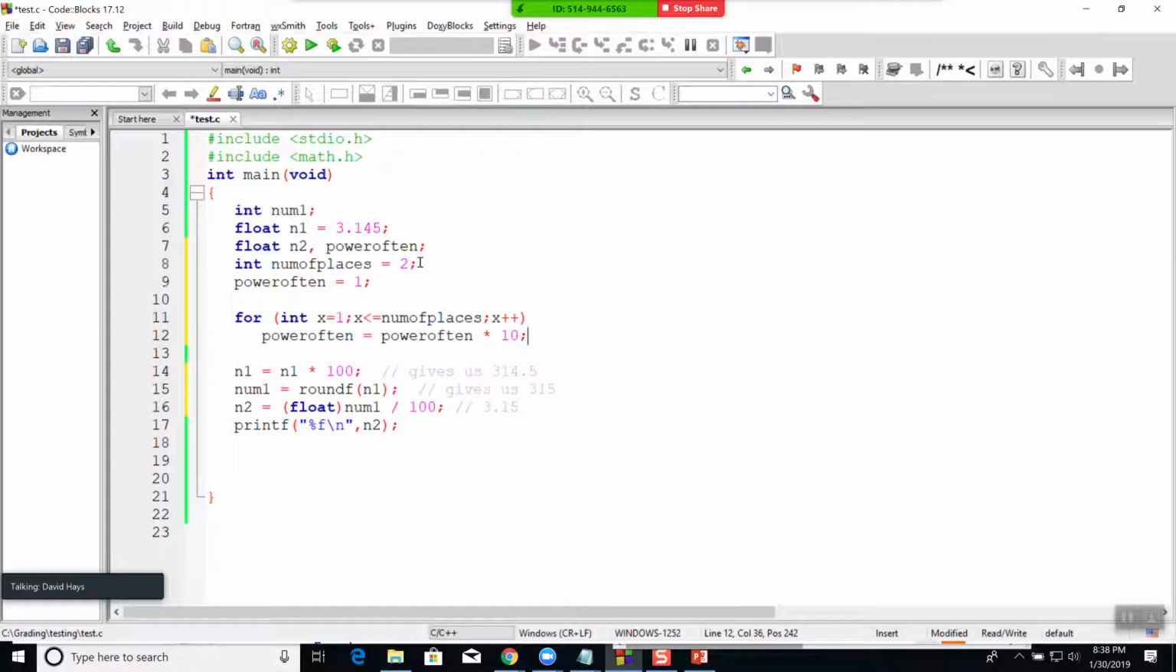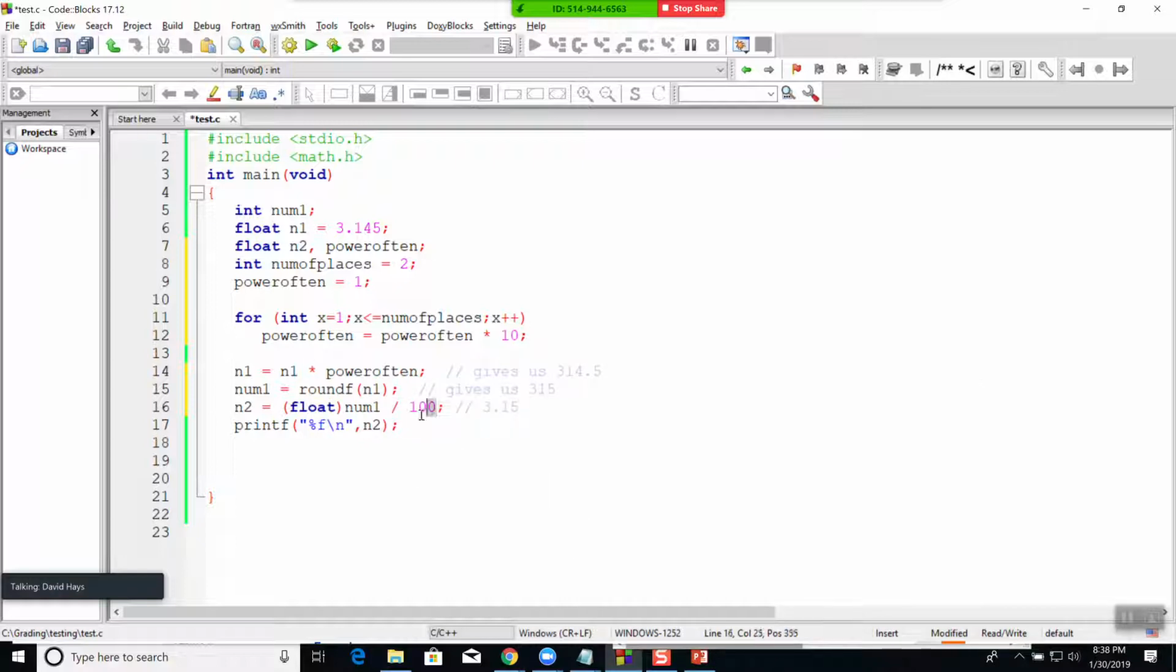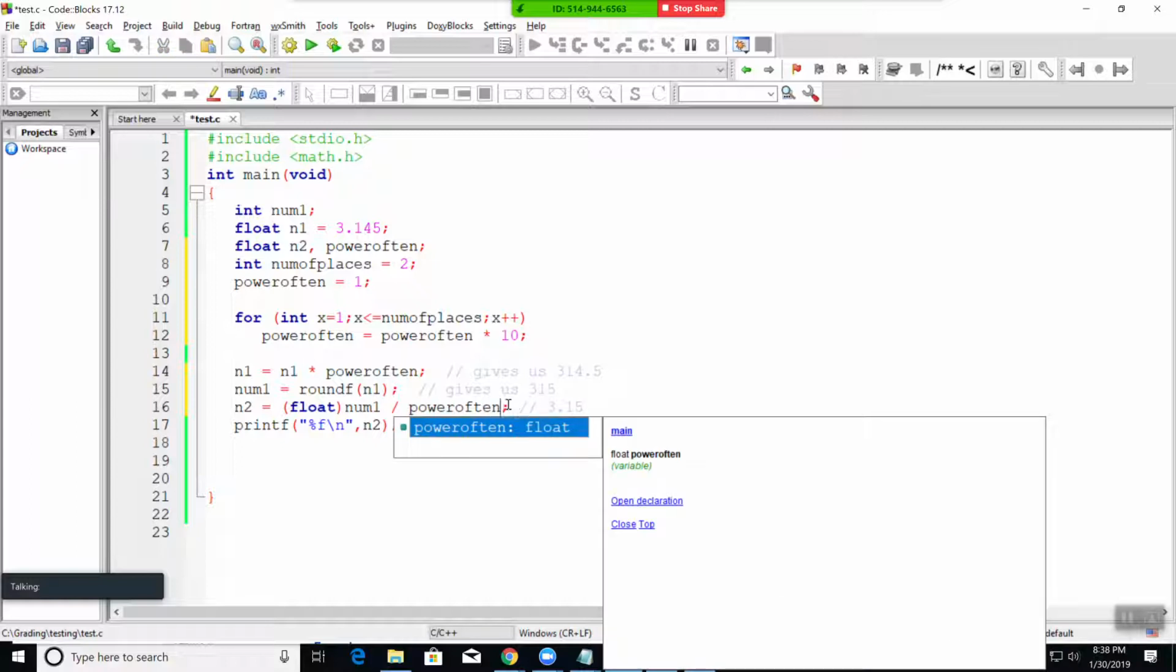So if they wanted it rounded to the number of decimal places, and you could ask the person this in your program, how many places do you want to round it to? And if they said 2, then this would automatically loop through, and x equals 1 initially, and it takes power of 10, which is 1, times 10, which is 10. And then second time through the for loop, 10 times 10 is 100. So instead of hard coding this, you could put power of 10, like that.